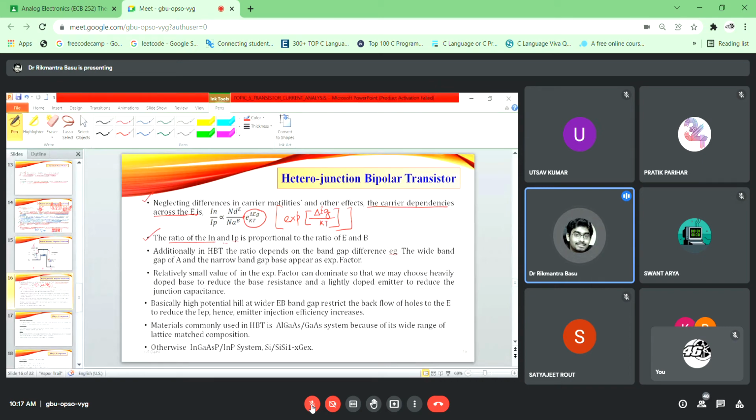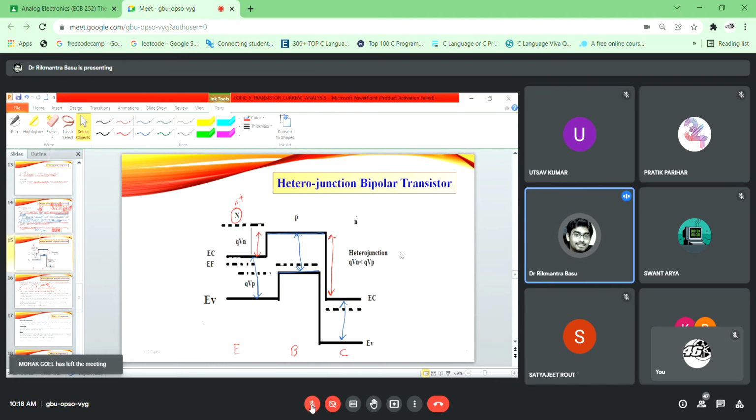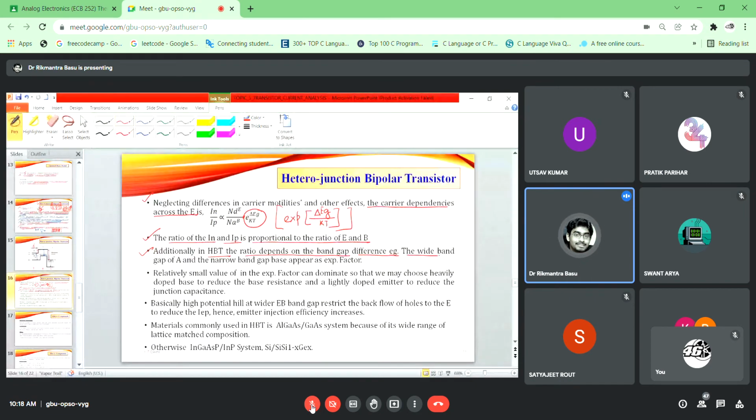The ratio of IN and IP is now proportional to the ratio of emitter and base carrier concentration. Additionally, in HBT, the ratio depends on the band gap difference delta EG. The band gap difference delta EG means between the emitter and the base, because for efficiency we are mostly concentrated on the emitter-base ratio. Base-collector is reverse biased, we are not that much bothered about that. So the wide band gap of the emitter and the narrow band gap of the base appear in the exponential factor. Exponential factor always increases or decreases in a higher fashion.